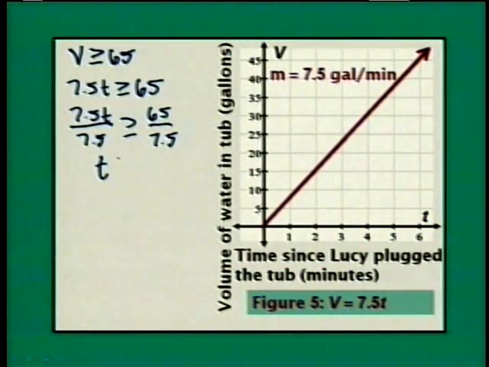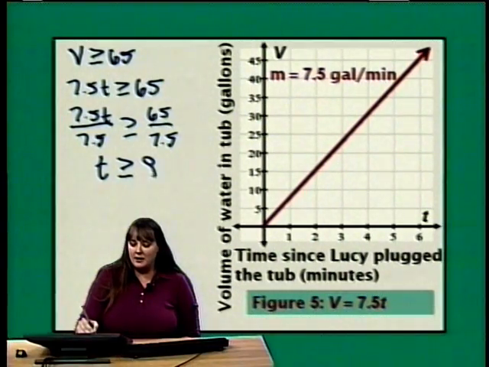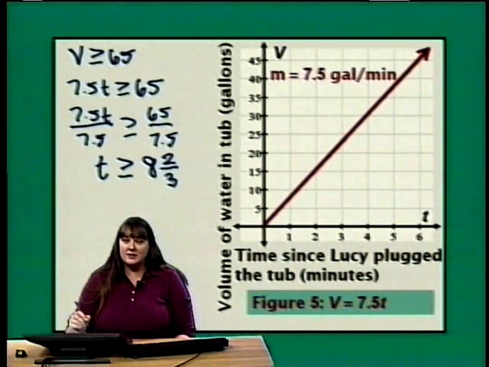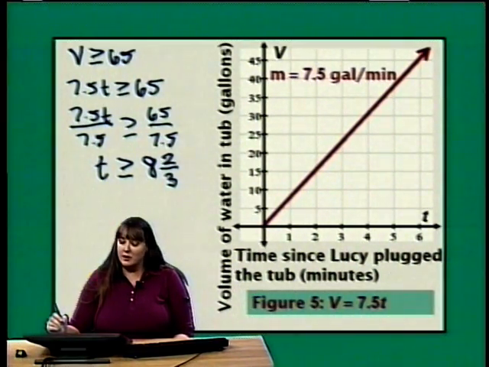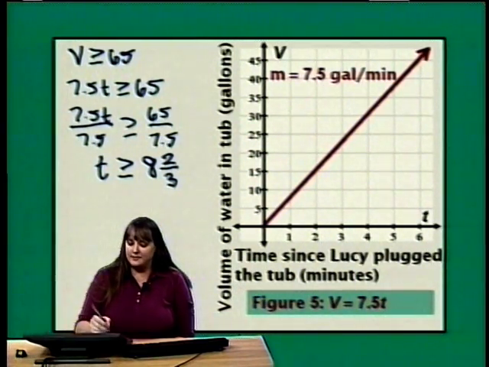So we have T is greater than or equal to 8 and 2/3. T is corresponding to our time variable, so we're thinking of times greater than or equal to 8 and 2/3 minutes. 2/3 of a minute would be 40 seconds. So anything greater than or equal to 8 minutes and 40 seconds.